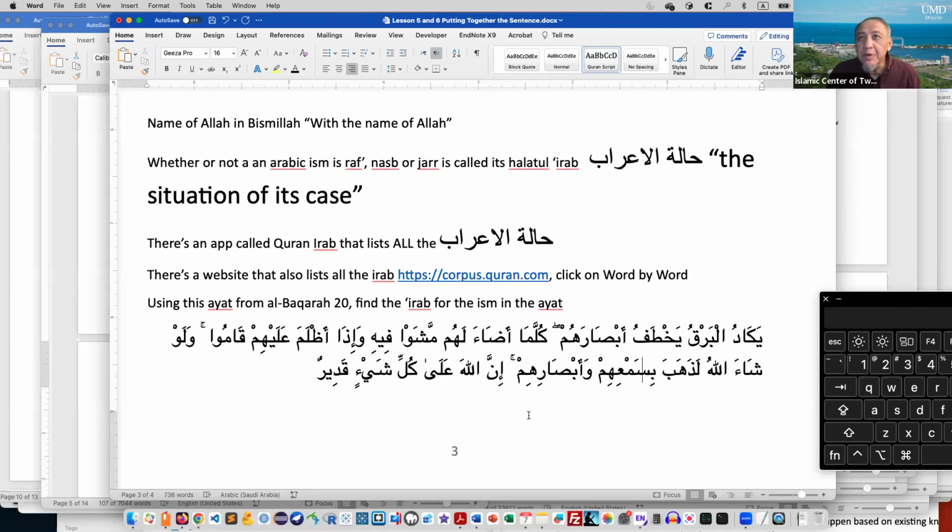Where is absarihim? My wife asks, why is this one absarahum, and why is this one absarihim? Very good question. One is nasab, the other is jar. Why is the second one jar? Because it has the possessive form in it. No, not this one. It's the other rule. It's got a harfun jar in it. Where's the huruf?